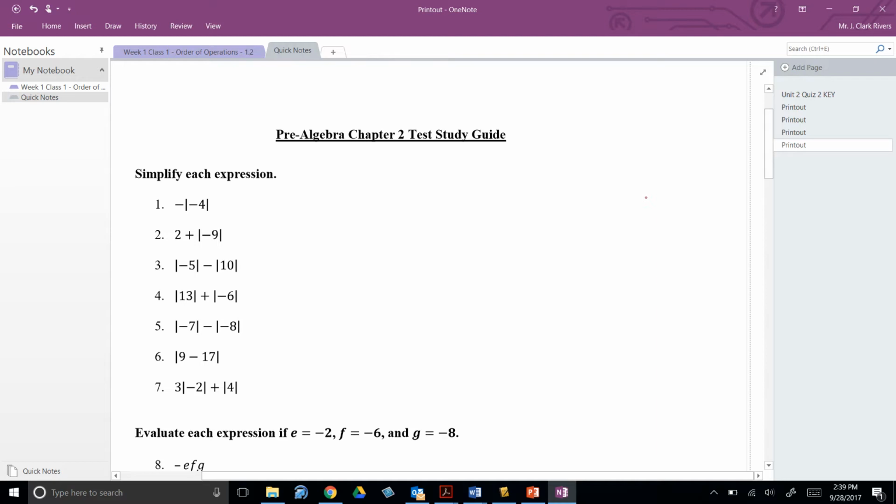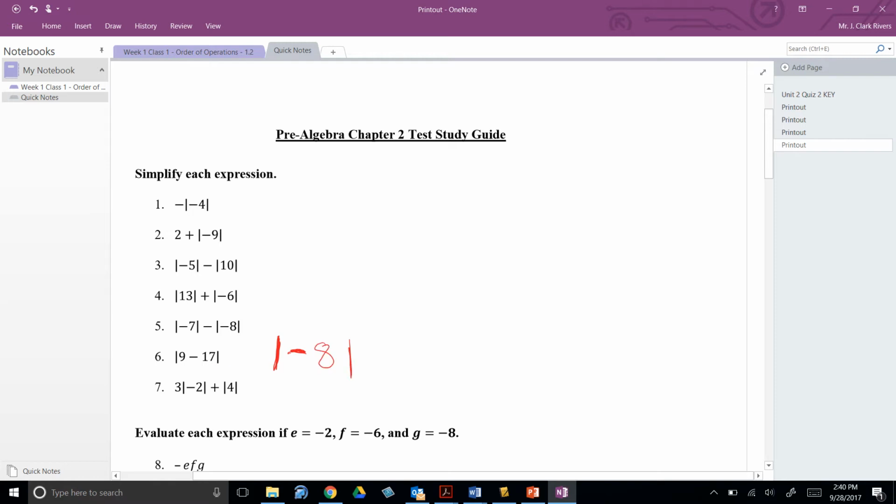So we got the absolute value of 9 minus 17. So I'm going to start by using an absolute value sign. 9 minus 17, which number is further from 0? 17 is. So that sign's going to dominate. So we know it's going to be negative. 9 minus 17. How far is 9 from 17? They're 8 away. So we get negative 8.